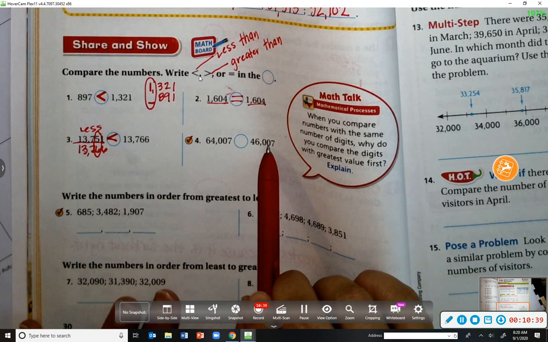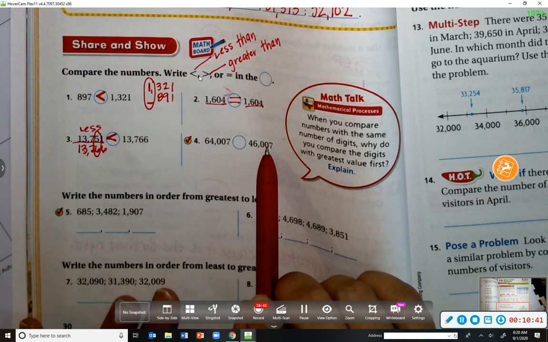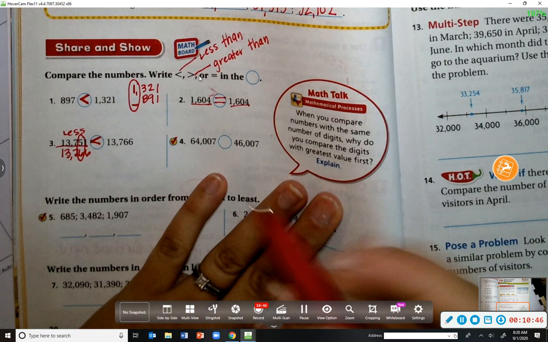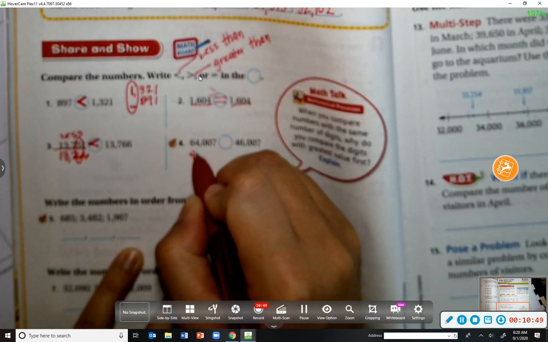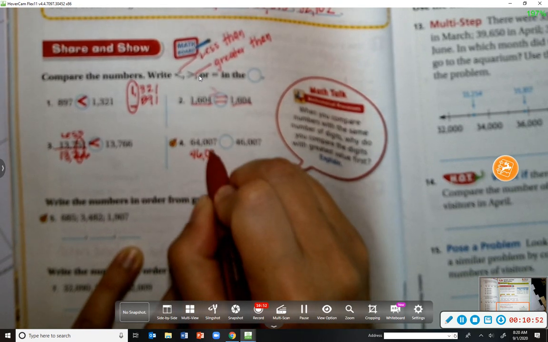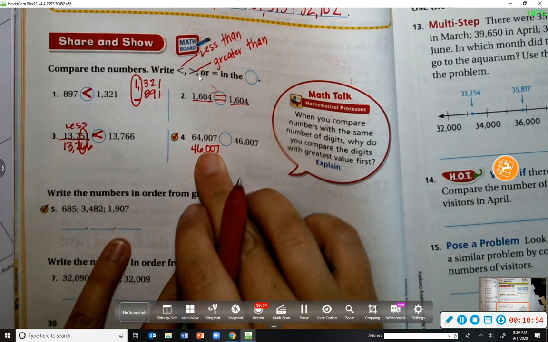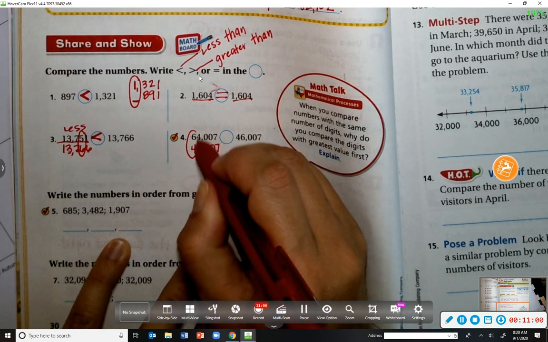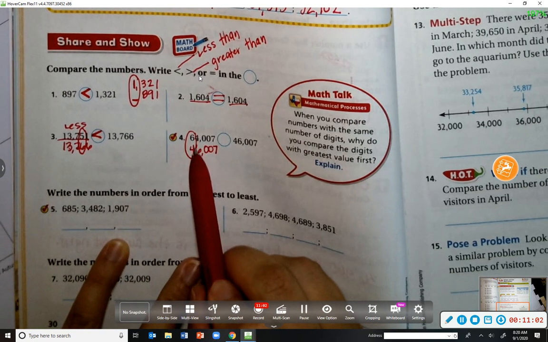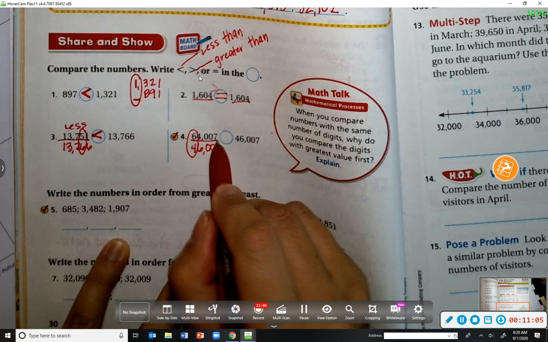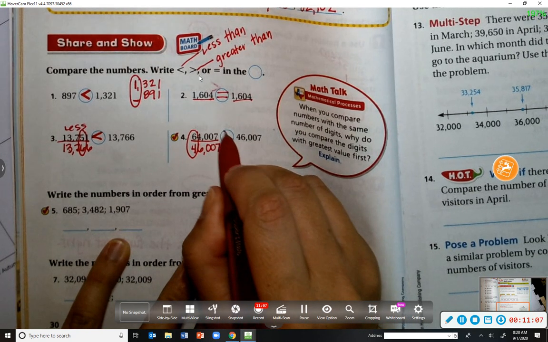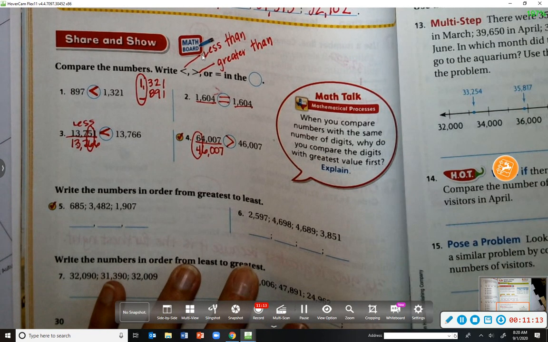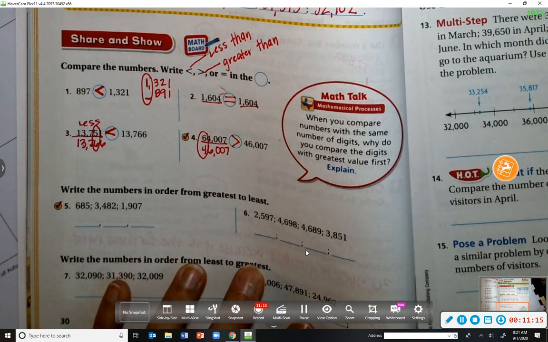Okay, number 4, I want you to go ahead and pause the video and try this one on your own. Make sure you're lining up your digits to help you tell. Now once you unpause, let's check to see if you got it right. I went ahead and rewrote it underneath so they can be lined up. I can start in this first place value and already tell I have a 6 and a 4. 6 is bigger than 4, so that means 64,007 is greater than 46,007.